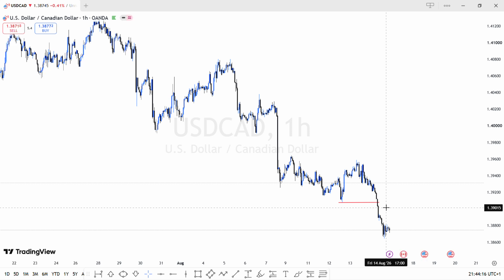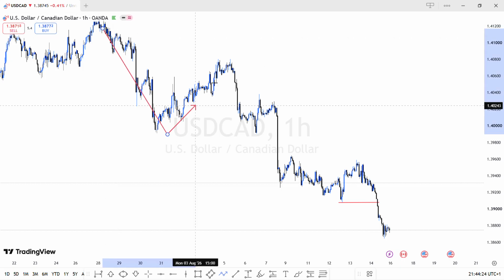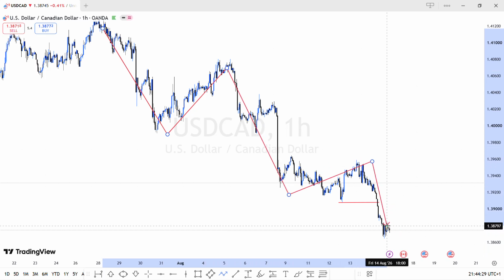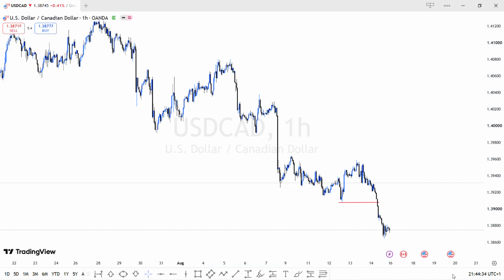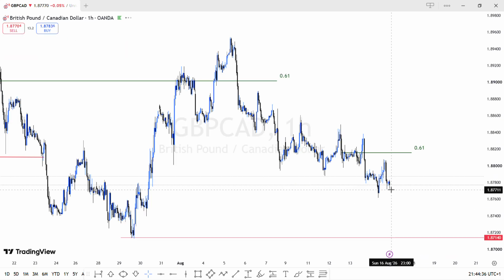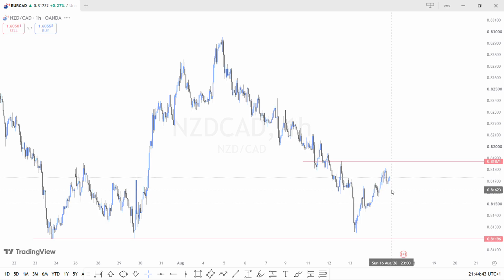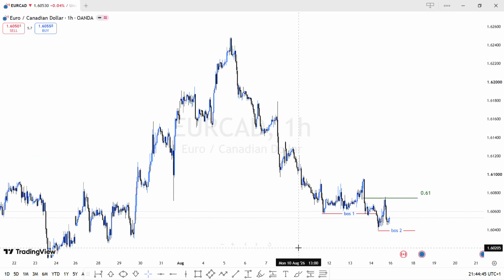On USD CAD, I'm not focusing on it, but as you can see, we are in a downtrend. I'm not currently focusing on USD CAD because it is not presenting my setup. GBP CAD as well, I'm not focusing on it, it is not presenting my setup. NZD CAD, no, but EUR USD is presenting a setup for me.